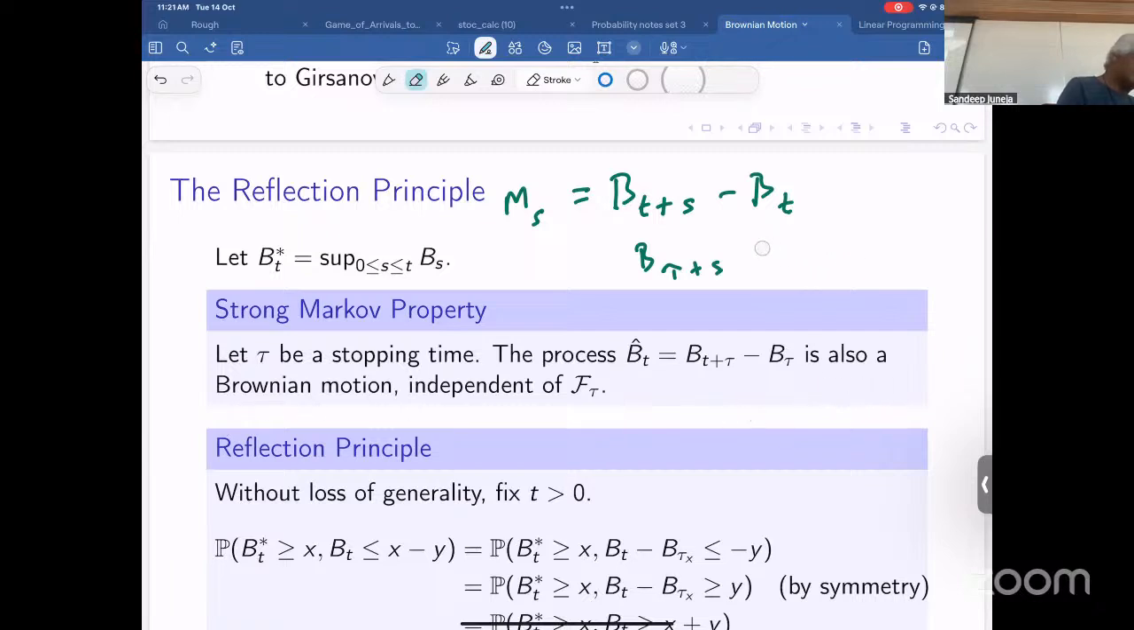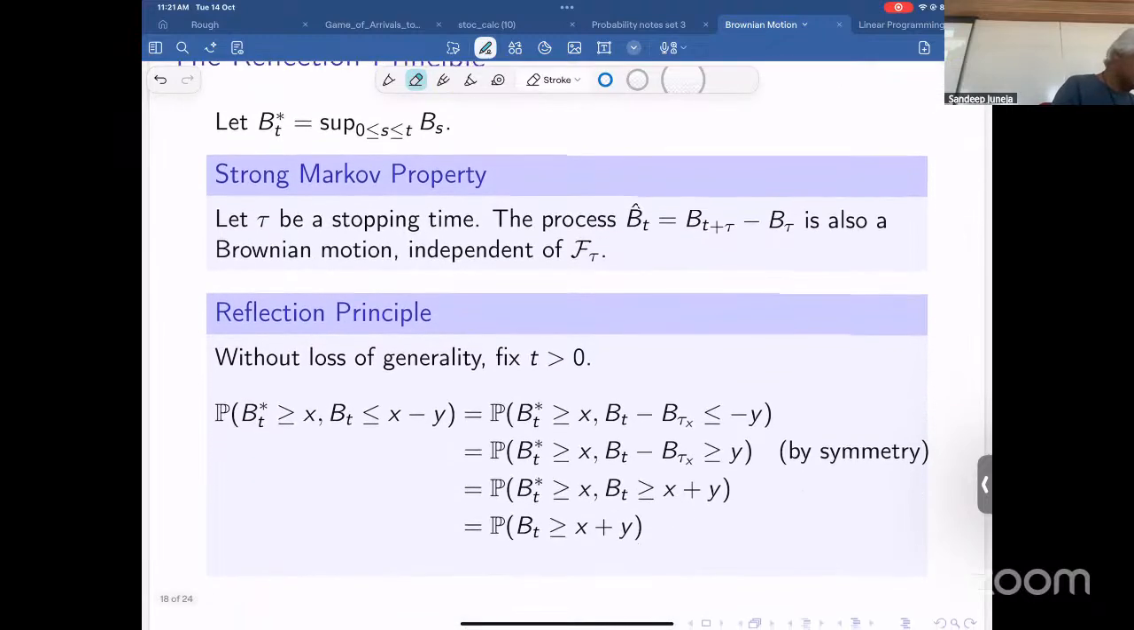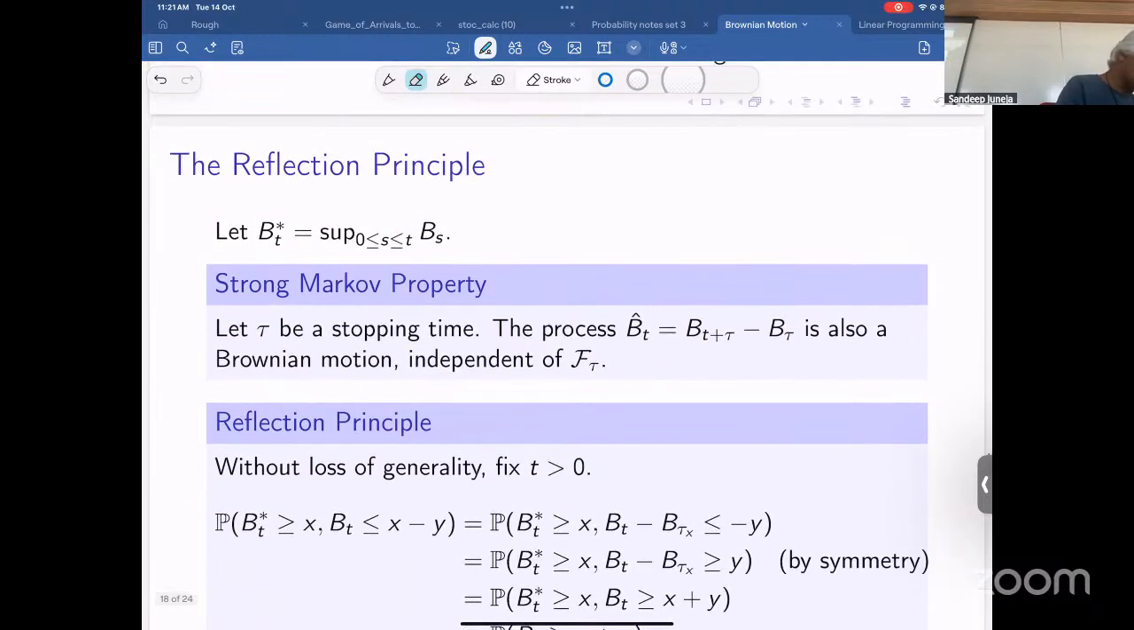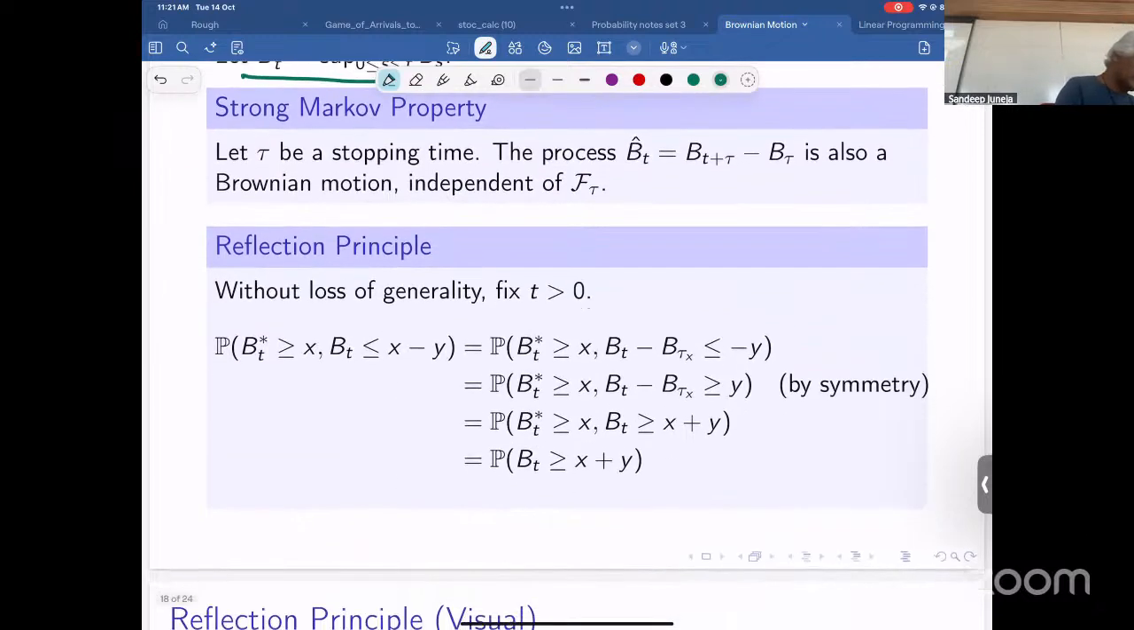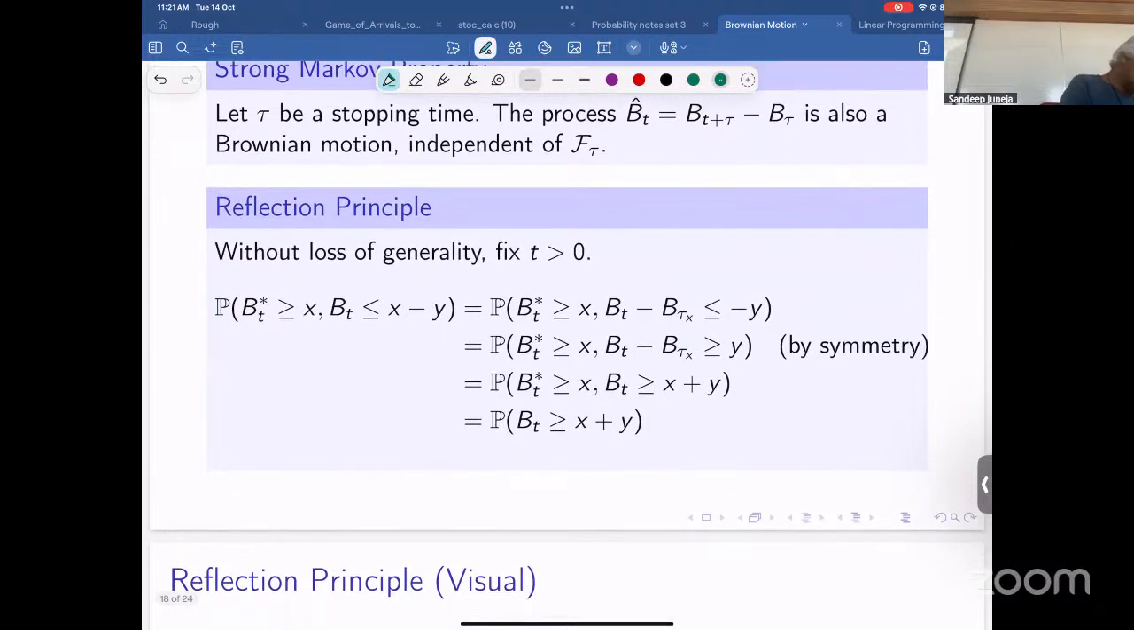I mean, it would be a really surprising thing if it was not true. Then you'd want to wonder what happened. All right, so we'll use this property now. We want to get a handle on this random variable, the maximum of the Brownian motion. So the probability that the maximum exceeds x and at time t, B_t is less than x minus y.